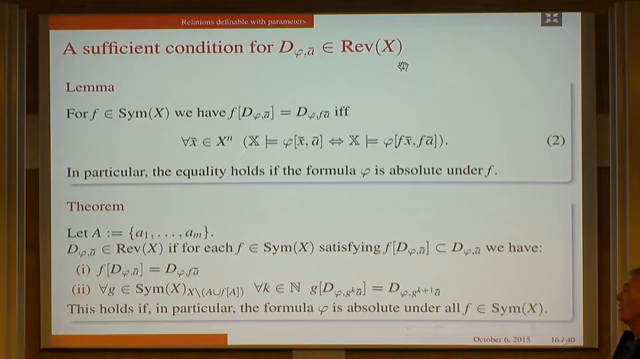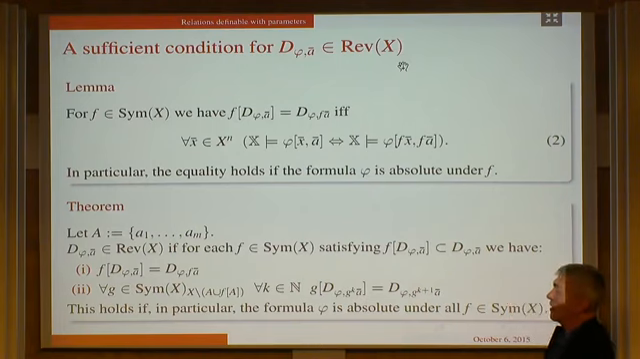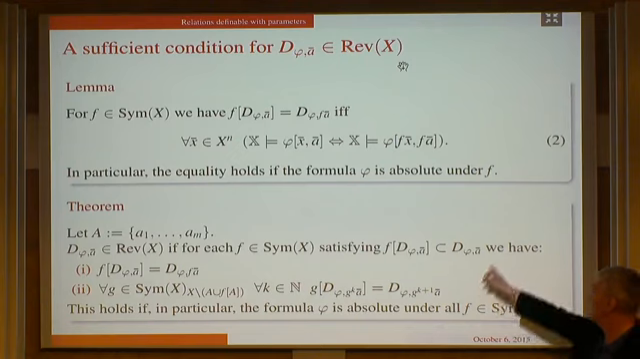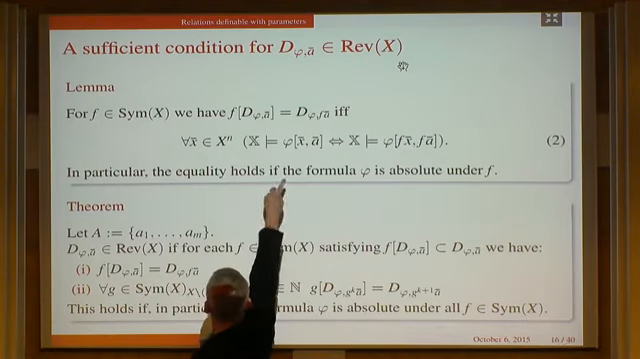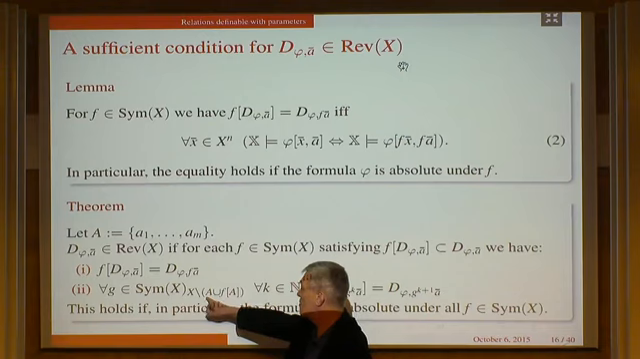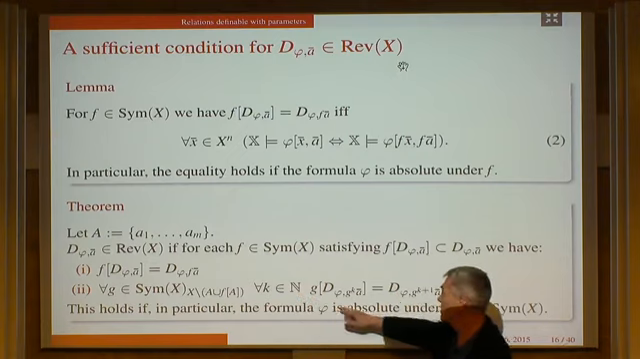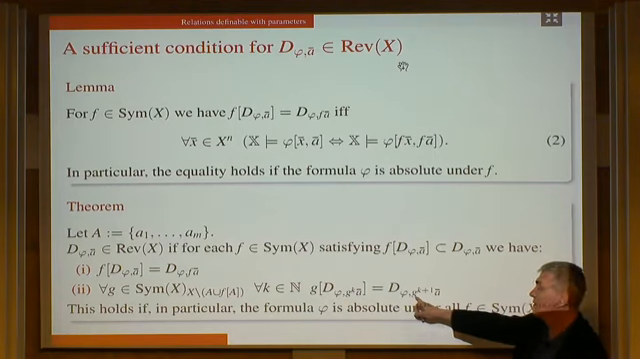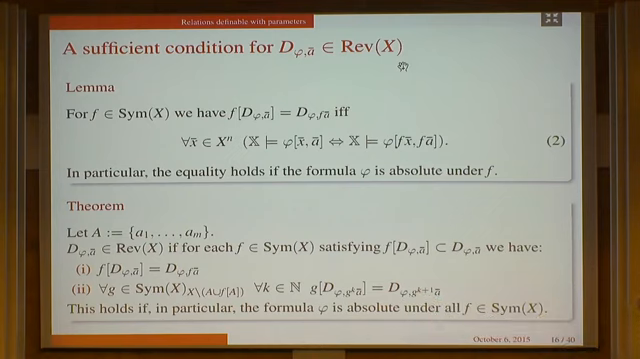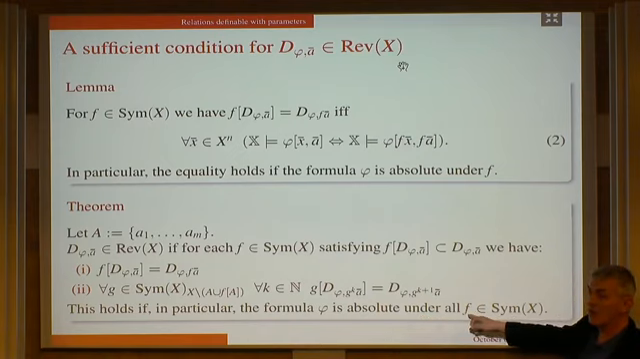And now there's a theorem which shows a sufficient condition: the definable set is reversible if for each permutation which satisfies this, we have first this condition from the lemma, and second that each permutation of X which fixes pointwise the set X without the set of parameters and its direct image, and for each k, a natural number, we have that G can jump here. Very technical, but this holds in particular if the formula phi is absolute under all permutations.